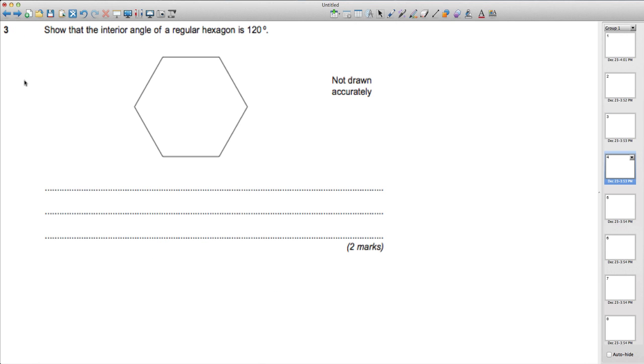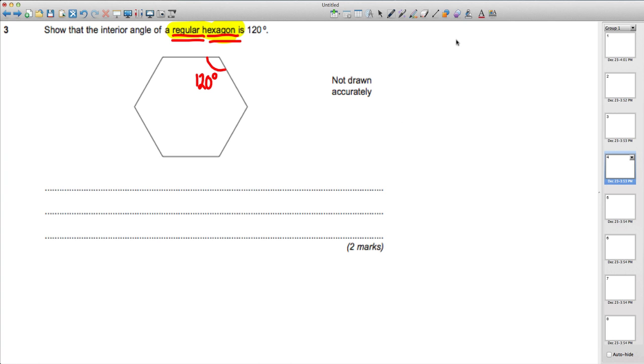Show that the interior angle of a regular hexagon is 120 degrees. Now something quite important here, regular hexagon. Regular means all the sides are the same length and all the angles inside are the same. Hexagon means 6-sided. So we want to show that the interior angle, i.e. this angle here, is equal to 120.